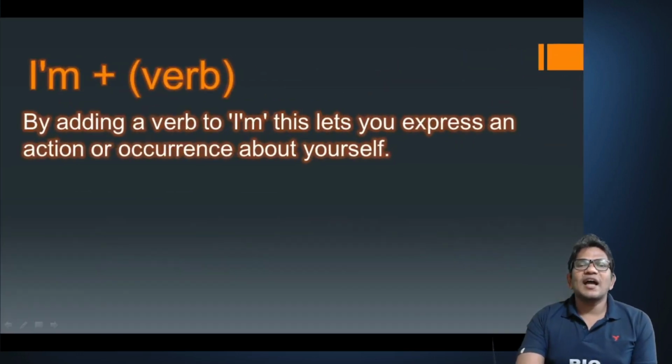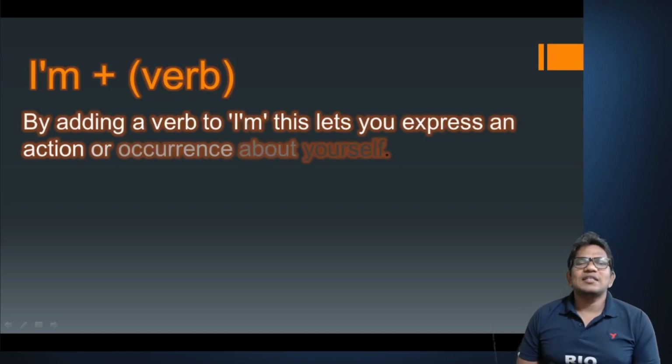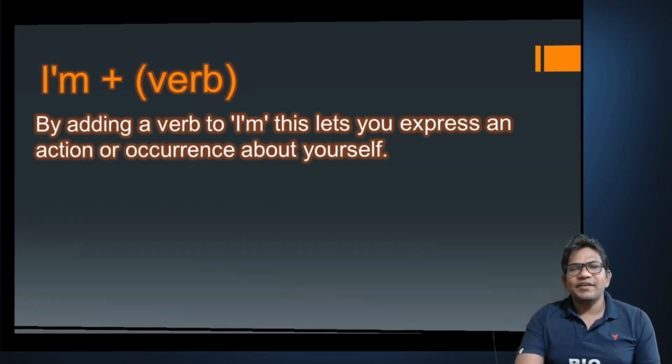Next part is I am plus verb. You know that, right? When you add a verb after I am, you are expressing an action or occurrence about yourself, what you are doing. The verb is nothing but explaining what you are doing. So let's see what all we can have here.